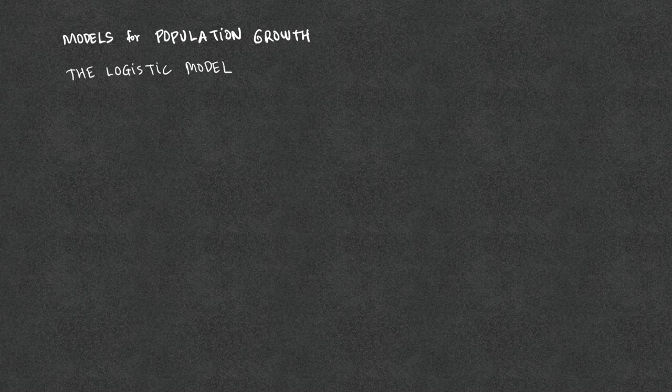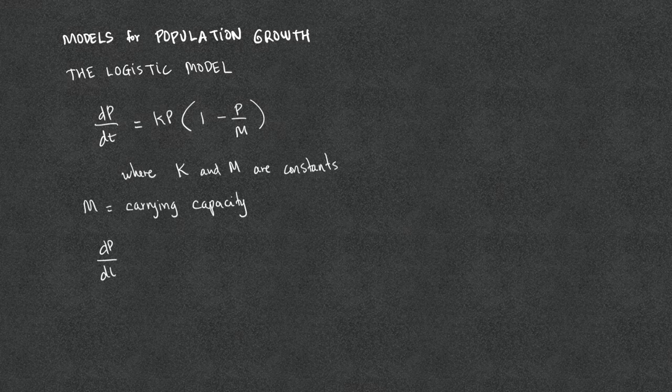A more realistic model is the logistic model, which is of the form dp/dt equals kp times the quantity 1 minus p over M, where k and M are constants. M is called the carrying capacity. Notice that dp/dt is 0 only if p is 0 or p equals M, since p over M is 1 and 1 minus 1 is 0.